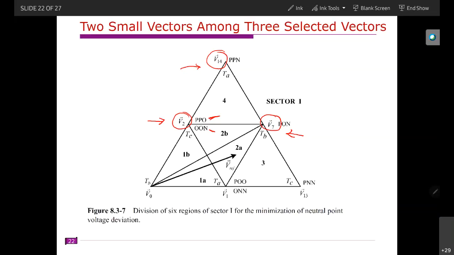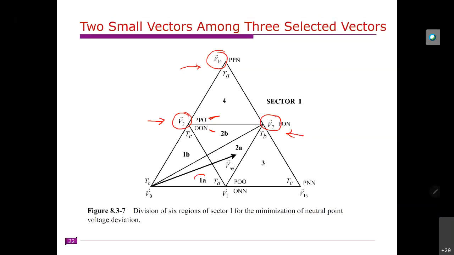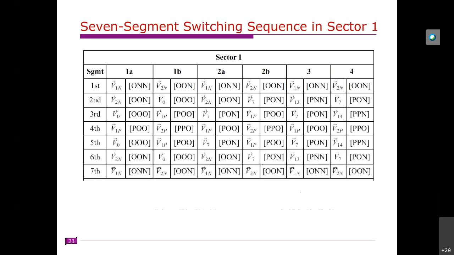So we divided region 1 and region 2 into two parts. This is 1A, this is 1B, this is 2A, and this is 2B, right? In case of 1A and 2A, V1 has the stronger influence. In case of 1B and 2B, V2 has the stronger influence, right? So this is the sequence for sector 1 in different regions.